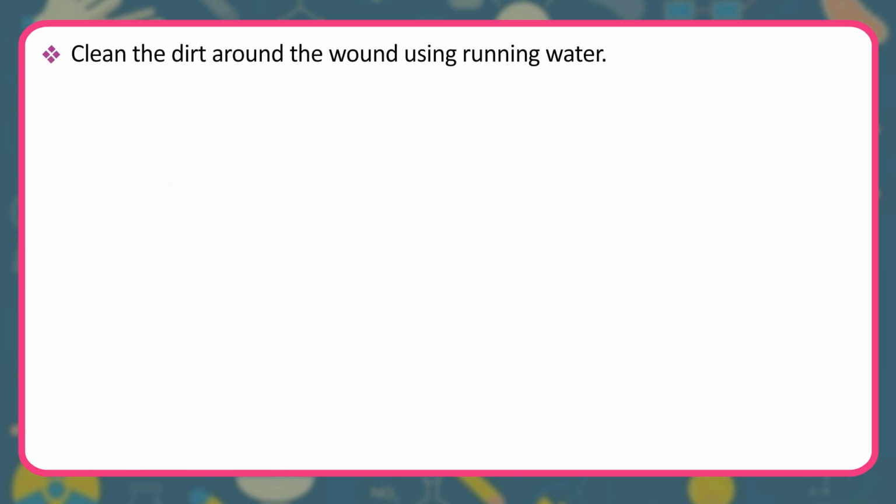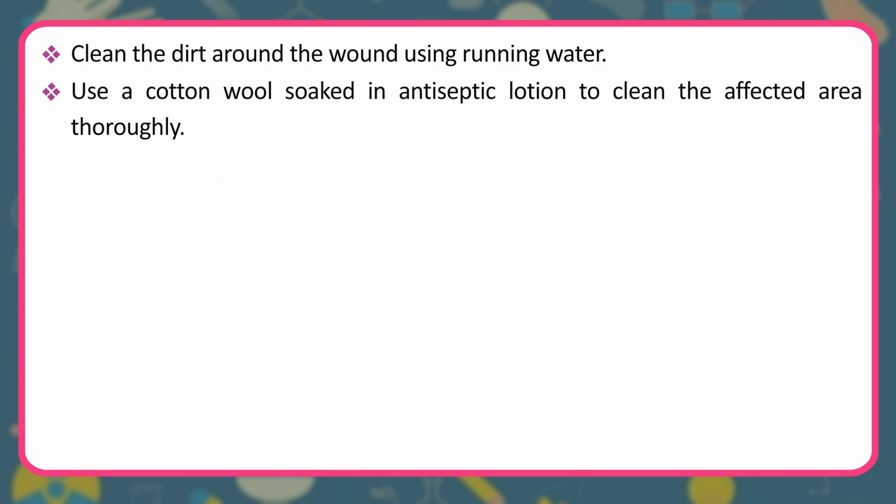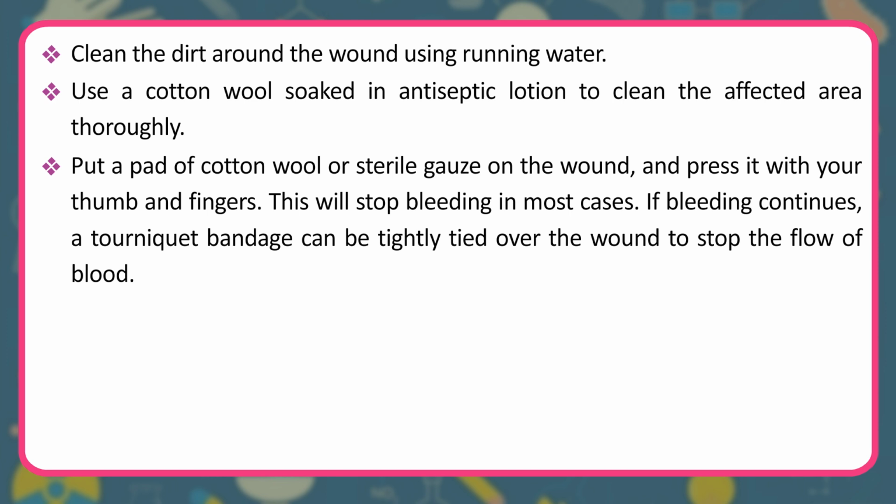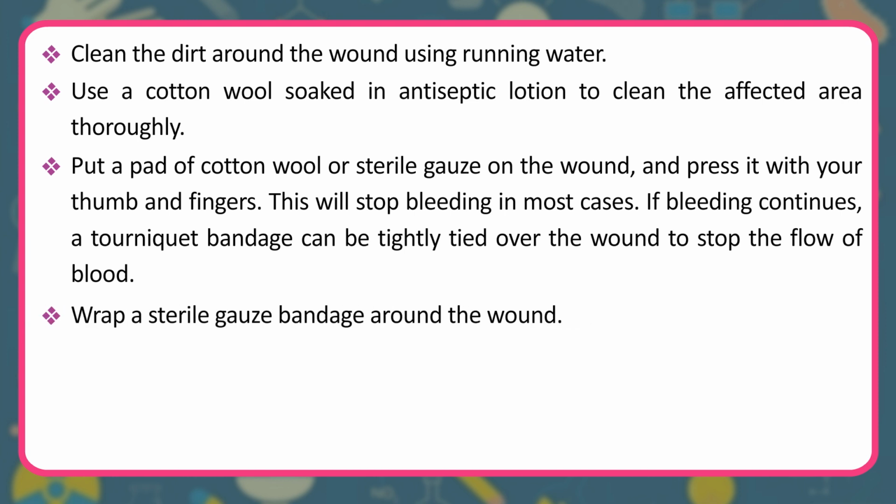Clean the dirt around the wound using running water. Use cotton wool soaked in antiseptic lotion to clean the affected area thoroughly. Put a pad of cotton wool or sterile gauze on the wound, and press it with your thumb and fingers. This will stop bleeding in most cases. If bleeding continues, a tourniquet bandage can be tightly tied over the wound to stop the flow of blood. Wrap a sterile gauze bandage around the wound.